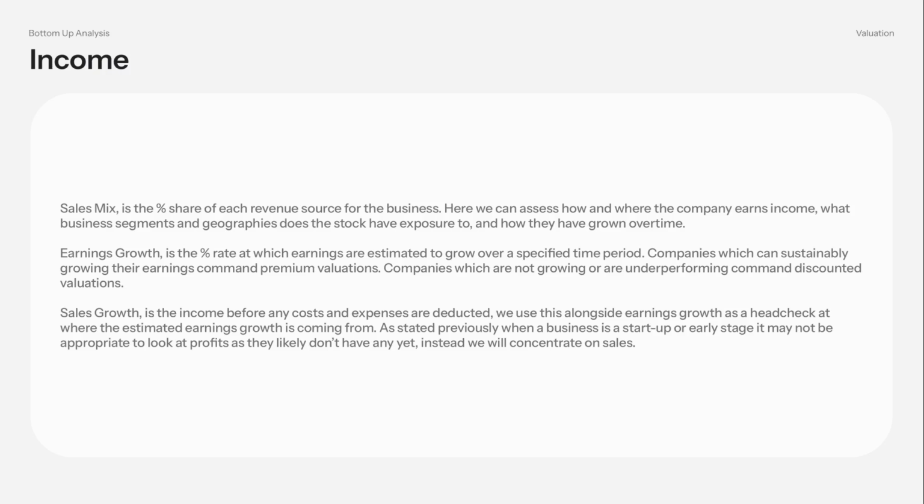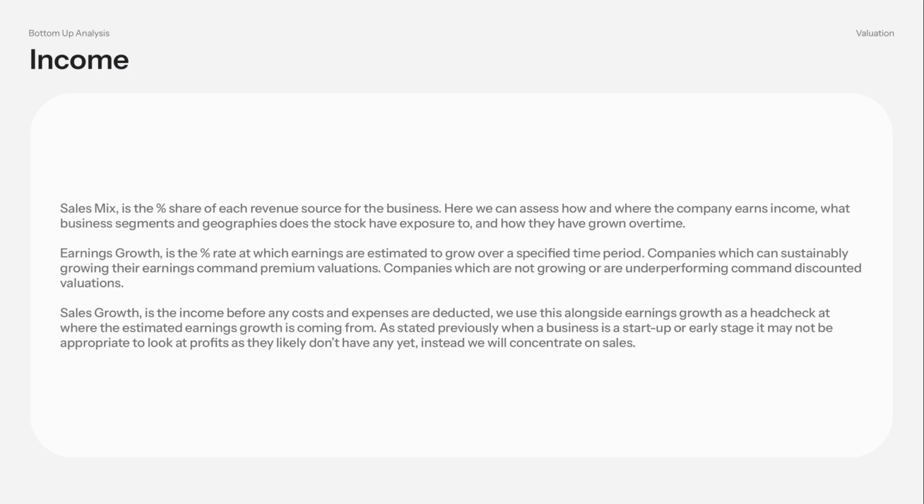Sales mix is the percent share of each revenue source for the business. We can assess how the company earns income, what products, business segments, and geographies the company's earnings have exposure to, and how the segments have grown over time. Earnings growth is the percent rate at which earnings are estimated to grow over a specified time period, next 12 months, next 24 months, next 36 months.